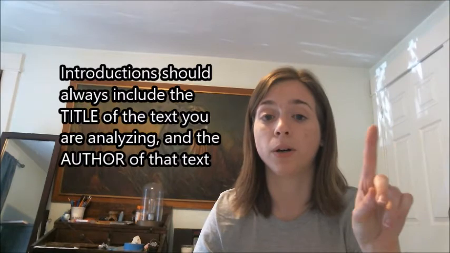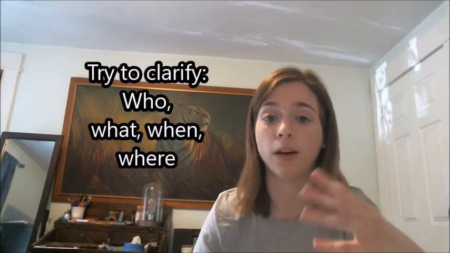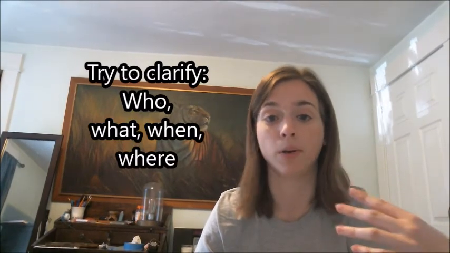You always have to list the title of the book you are writing about and the author of that book, and probably the time period or some kind of indicator of who or where or when that book exists. So you're going to introduce what your object is, then you're going to introduce what your theme and your idea about it is, and then at the end of that intro paragraph, you'll have your thesis.